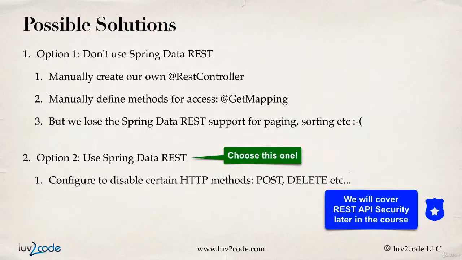And then you're probably wondering, well, what about security? And that's a very good point. So we'll actually cover REST API security later in the course. So we'll apply security to only allow access to certain methods for certain authorized users. But for now, just for release 1, we'll simply disable certain methods and make the API read-only. But don't worry, we'll talk about security later in the course.